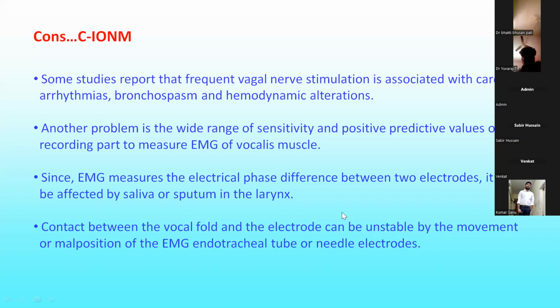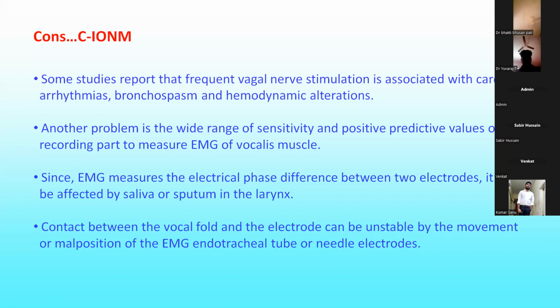The cons of this continuous intraoperative monitoring are that, in some studies, vagus nerve stimulation is associated with cardiac arrhythmia sometimes, bronchospasm and hemodynamic alteration. Another problem is the wide range of sensitivity and positive predictive values of the recording part of the measured EMG of the vocals.